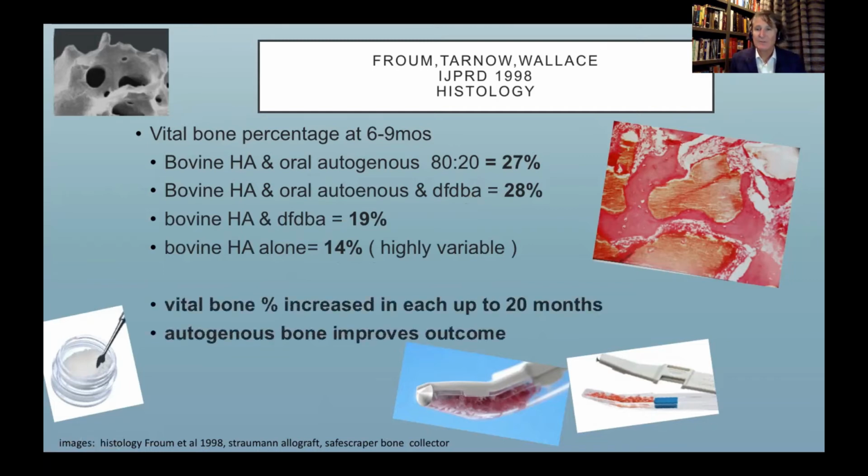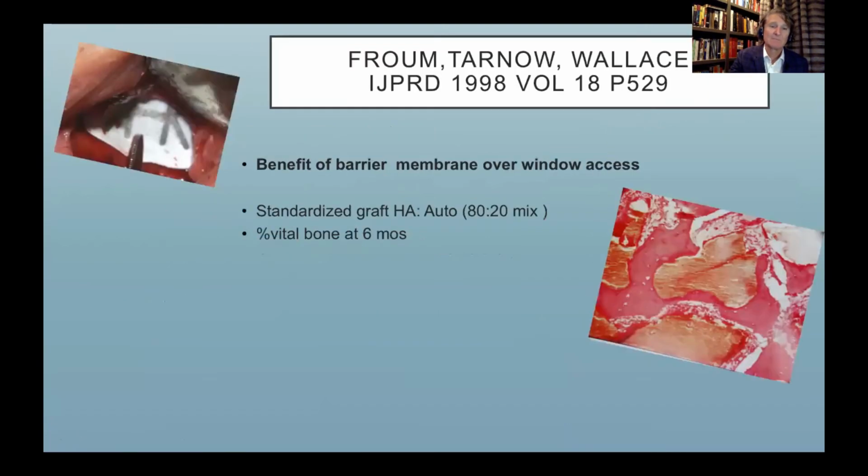But what they also found, and this was interesting because they did a series of histological examinations, is that the bone quality increased over time. So let's say that you did not have access to oral autogenous and you wanted to use HA alone. You might just then add your time, say give it another 1.5 years, and then you can go back in and you would have higher bone formation. But otherwise, anytime you can add autogenous bone, it does improve your outcomes.